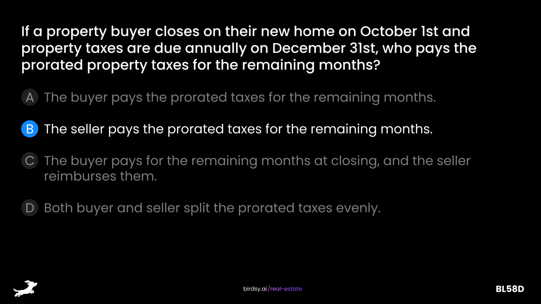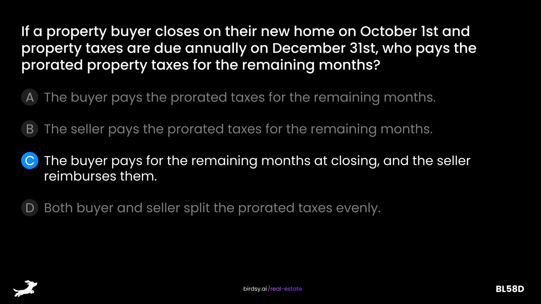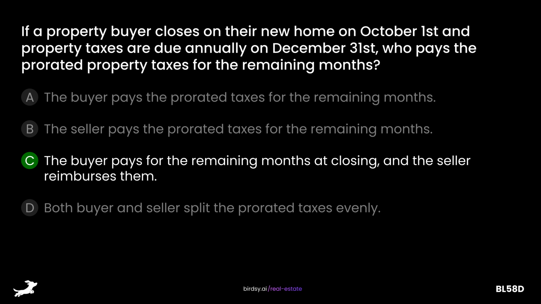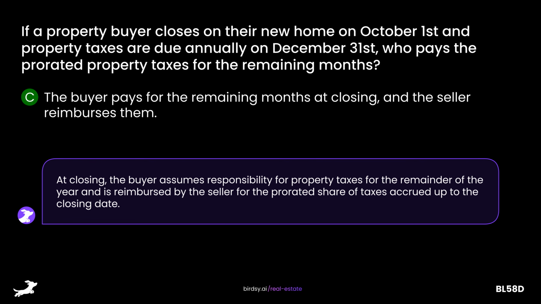for the remaining months, C, the buyer pays for the remaining months at closing and the seller reimburses them, or D, both buyer and seller split the prorated taxes evenly. The answer is C. The buyer pays for the remaining months at closing, and the seller reimburses them. At closing, the buyer assumes responsibility for property taxes for the remainder of the year and is reimbursed by the seller for the prorated share of taxes accrued up to the closing date.